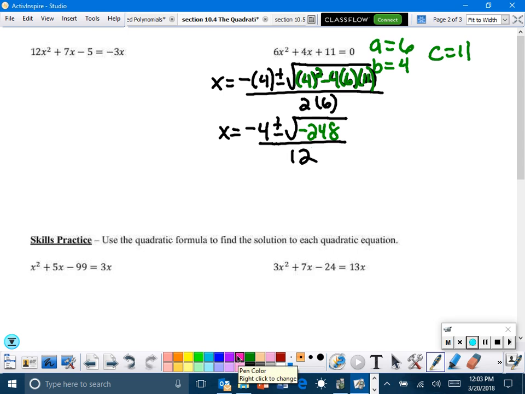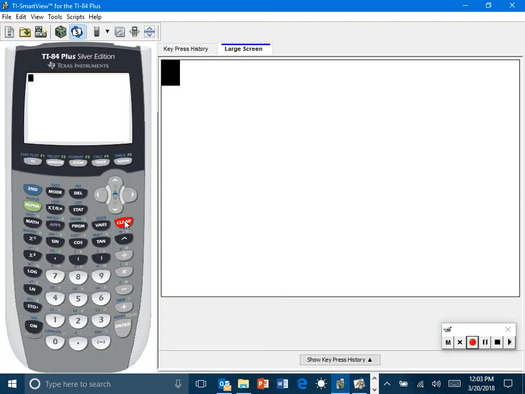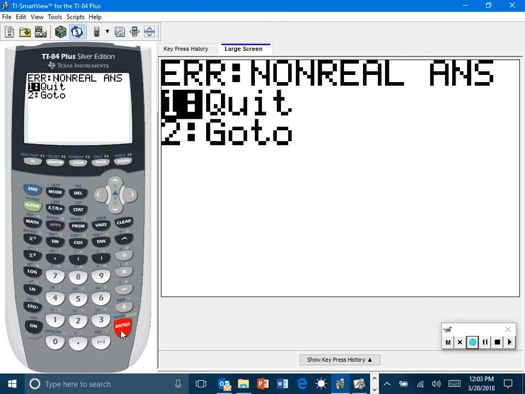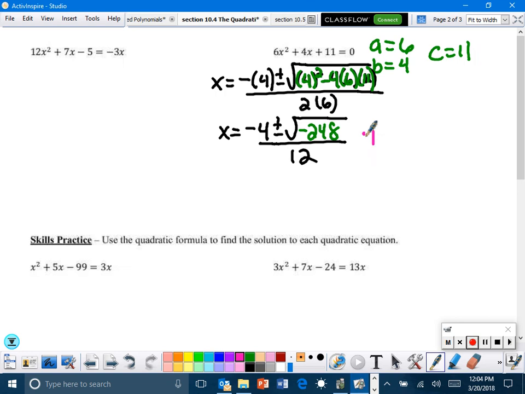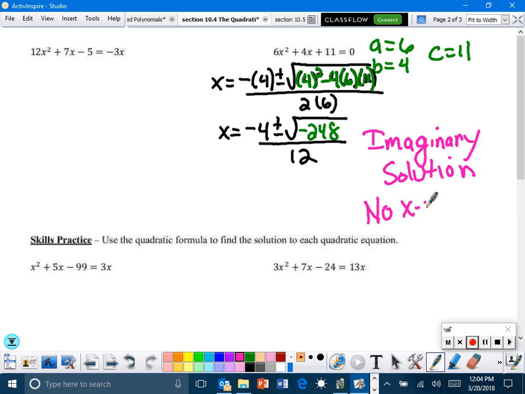Now, you were taught very early on that you cannot take the square root of a negative. So if you try that on the calculator, you are going to get an error message. It's going to say a non-real answer. That's because this is what we call an imaginary solution. Okay, there is no x-intercept on this one. It does not cross the x-axis.